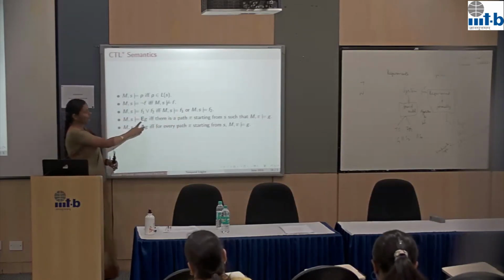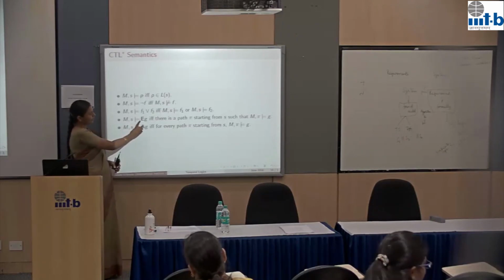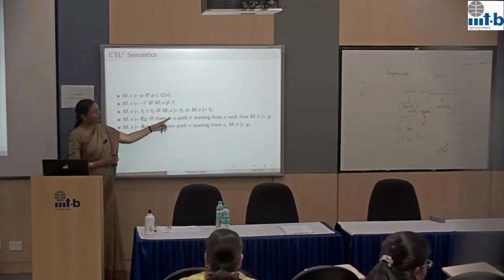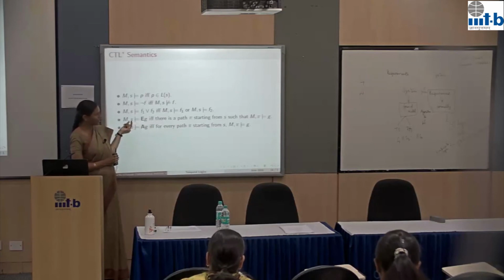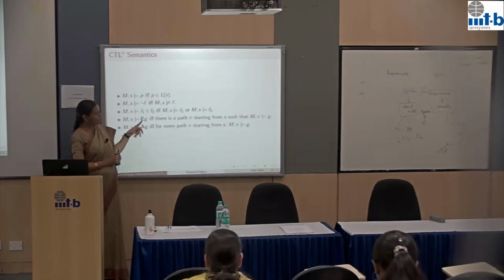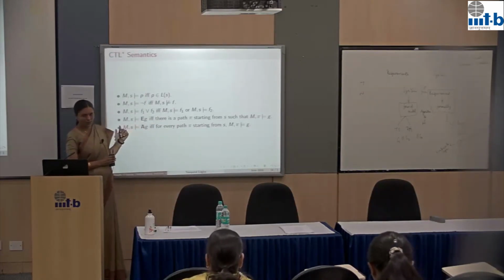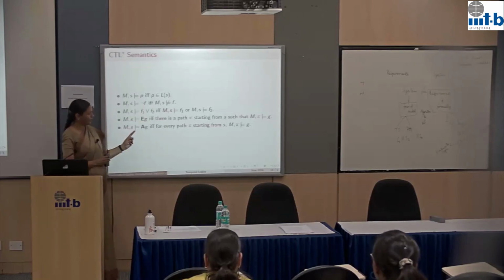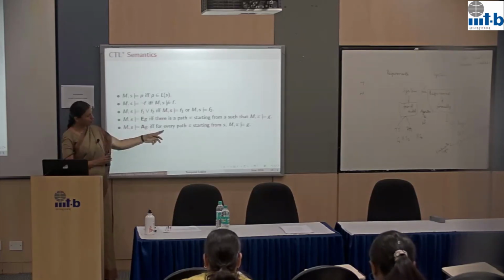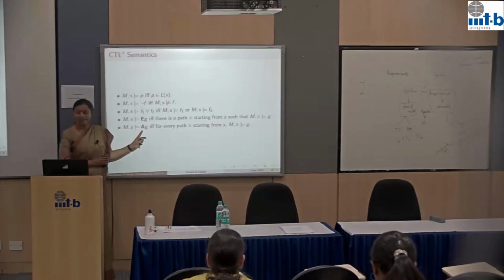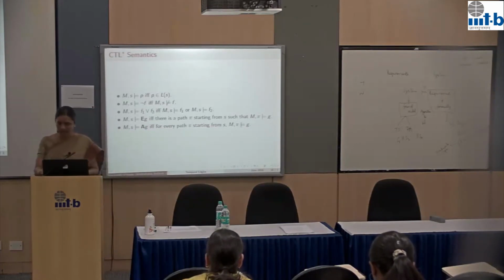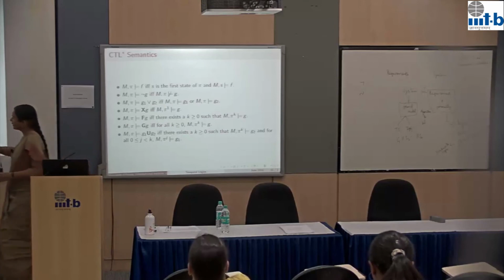So what does this say? This is E. In the model M, at the state S, EG is true if there is a path pi that starts from S in which G holds. Similarly here, M, S satisfies AG if for all paths pi starting from S, G holds. And once you have this, then you have the four operators.